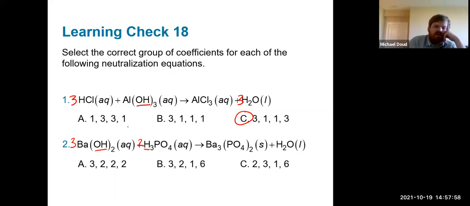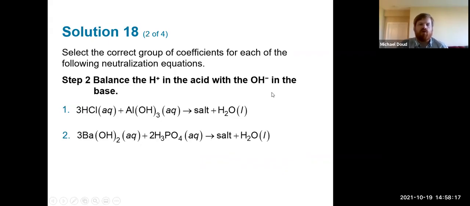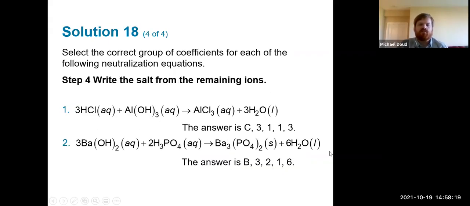To balance it all out, that gives us 3 times 2, 6 hydroxides, 2 times 3, 6 hydrogens. That's going to form 6 waters. So I got 3, 2, 1, 6, which would be B. So again, you can be a little clever when it comes to balancing these equations here.